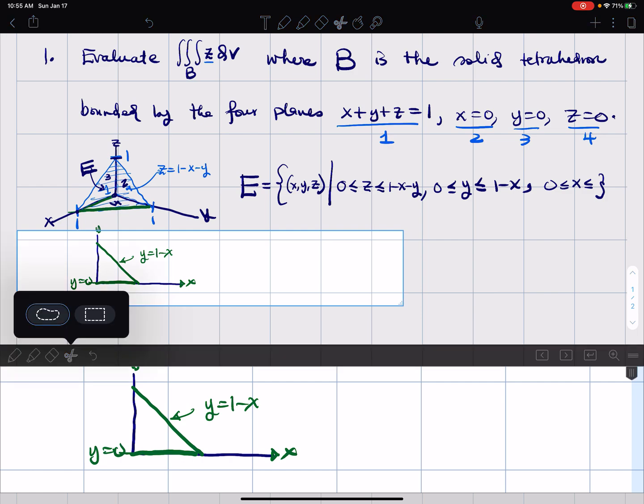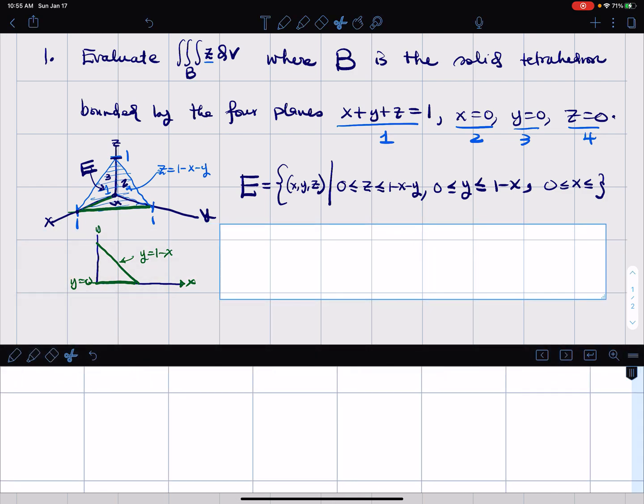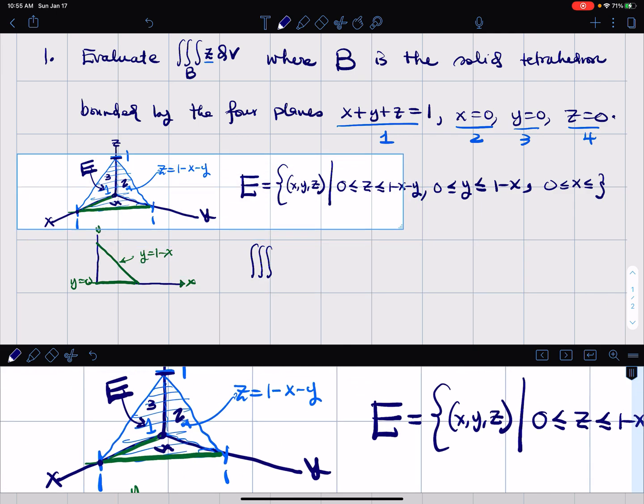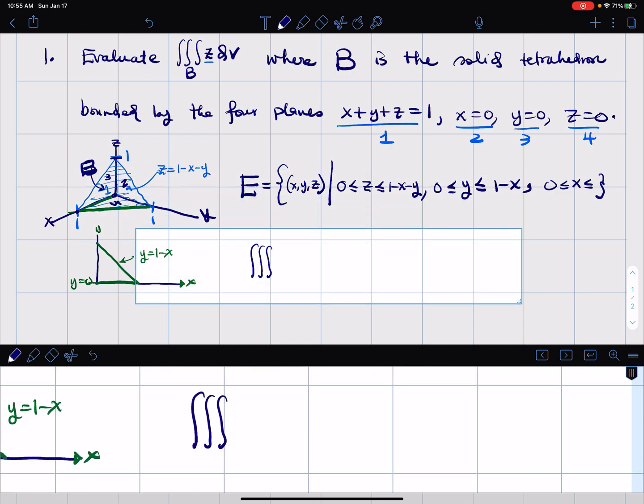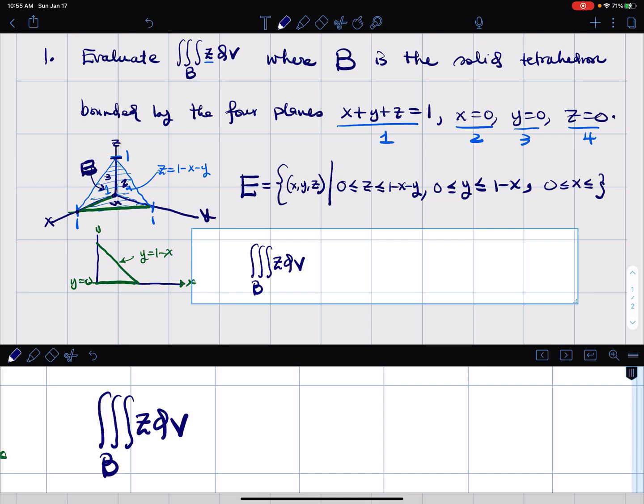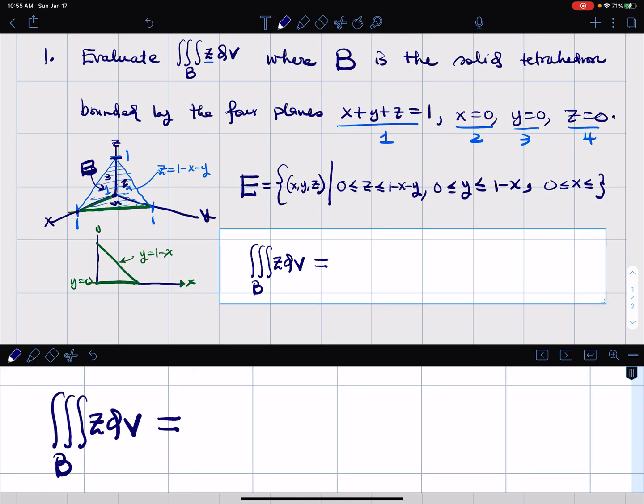No need to move it. We can now set up our integral. This integral, I called it B and then I labeled it E. I don't know what's wrong with me. The integral over the region of Z dV becomes a triple integral. And we're going to start with the Z.